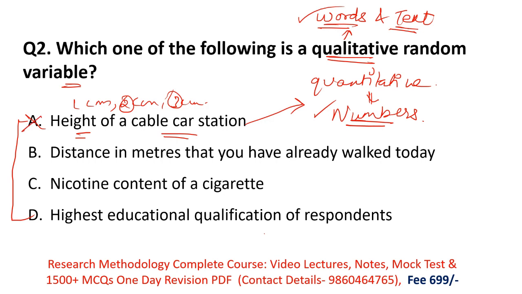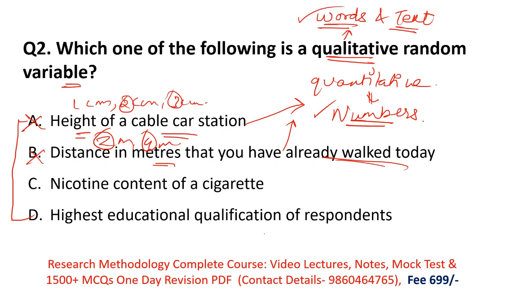Then option B, distance in meters that you have already walked today. How much distance have you already walked today? Like someone walked 2 meters, 4 meters, like that. Again you are getting your answer in the form of numbers. Then option B is also a quantitative variable, not a qualitative variable.